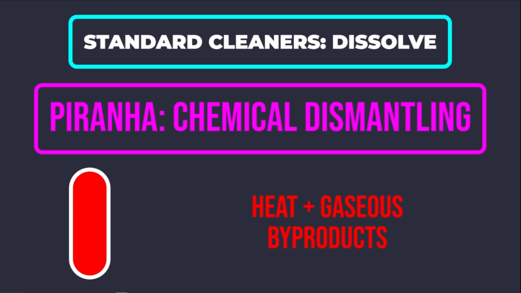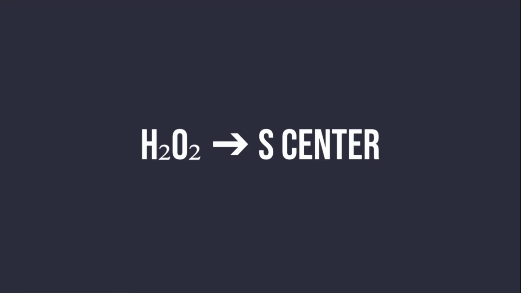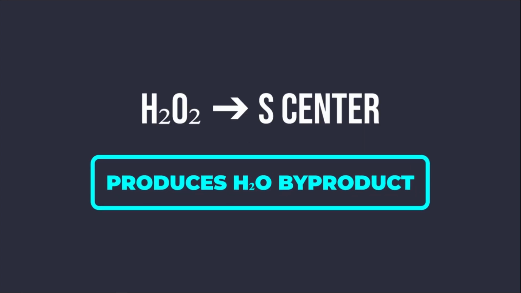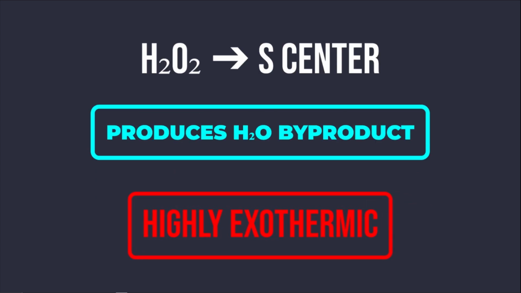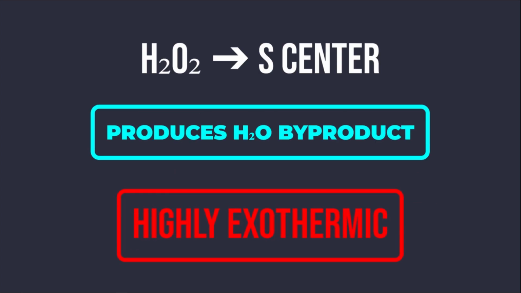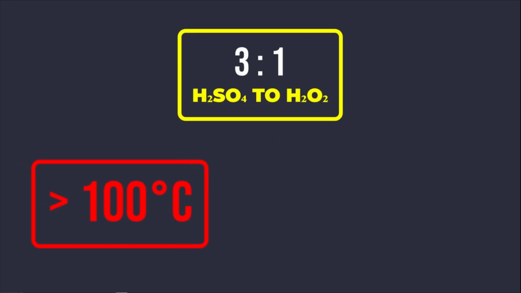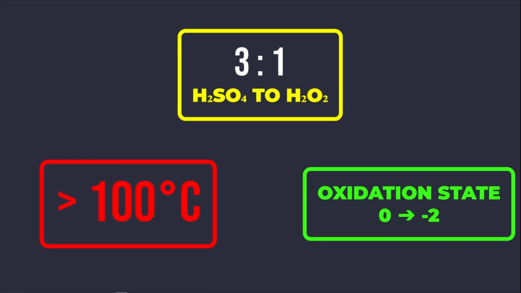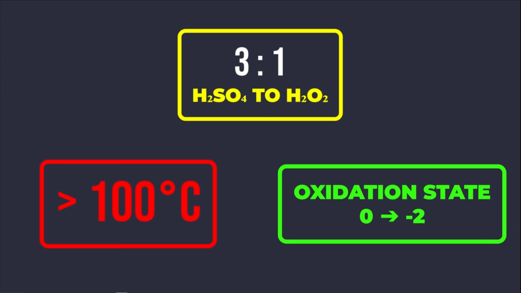gaseous byproducts within seconds. The formation of peroxymonosulfuric acid occurs through the electrophilic attack of hydrogen peroxide on the sulfur center of sulfuric acid. This equilibrium reaction produces water as a byproduct, which further dilutes the acid and contributes to the overall exothermic nature of the process. When mixing 3 parts sulfuric acid with 1 part 30% hydrogen peroxide, the temperature can spontaneously rise above 100 degrees Celsius. This elevated temperature is vital for the kinetic stability of the oxidizing species and increases the collision frequency between the acid and the organic substrate.